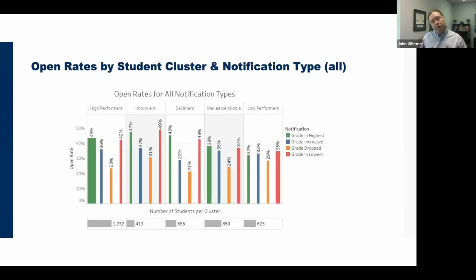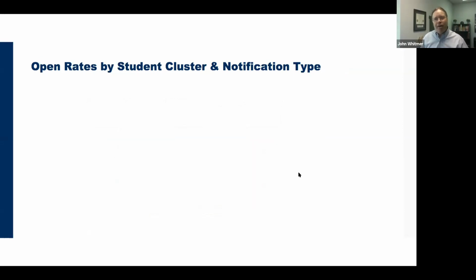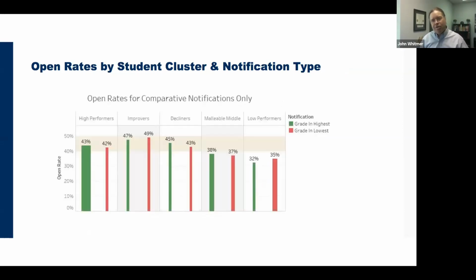Another thing that we found, and there's a lot of variability in the literature, or some debate around this, was whether comparisons between students are actually helpful or not, or it's better to give students information relative to themselves. If you look here, you can see a high variability. These are the groups of students, and then each of the notification types. You can see there's quite a bit of difference between the open rates in these notification types. But when you take them out, what we found was that the notifications that students looked at the most were those that showed them their performance relative to other students.